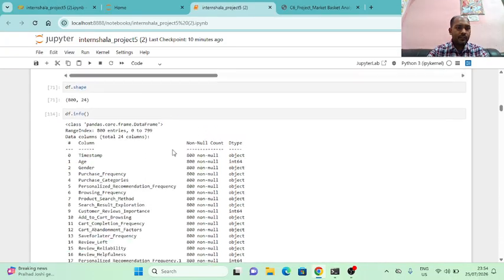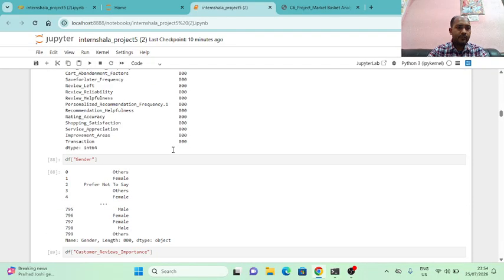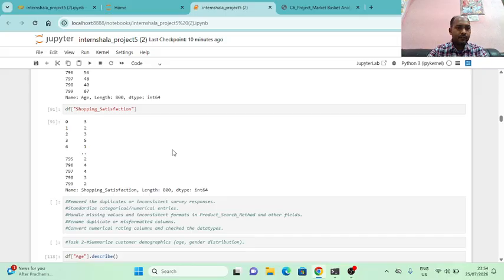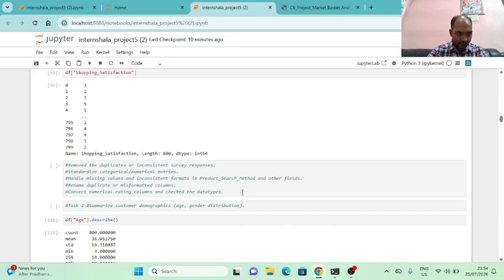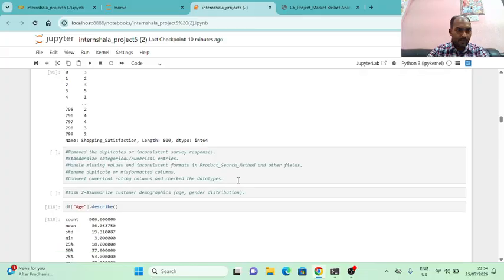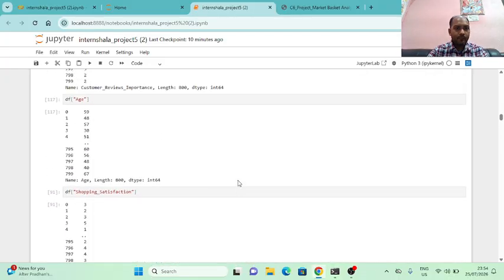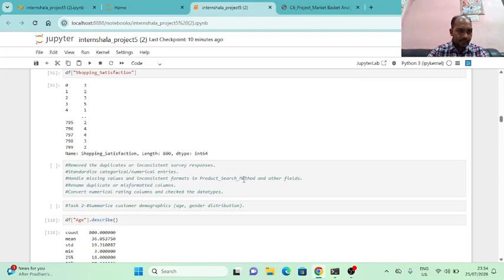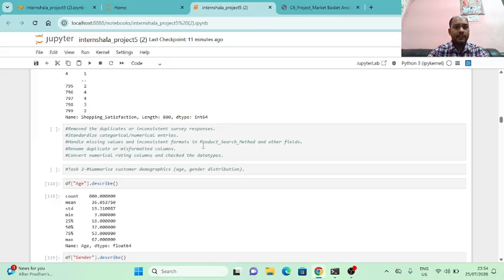So after all the cleaning and all the calculations I have done, I have found proper data. Here I have removed the duplicates and inconsistencies in the survey responses, standardized the categorical and numerical entries, handled the missing values, renamed the duplicate or misformatted columns, converted the numerical rating columns, and checked the data types too.